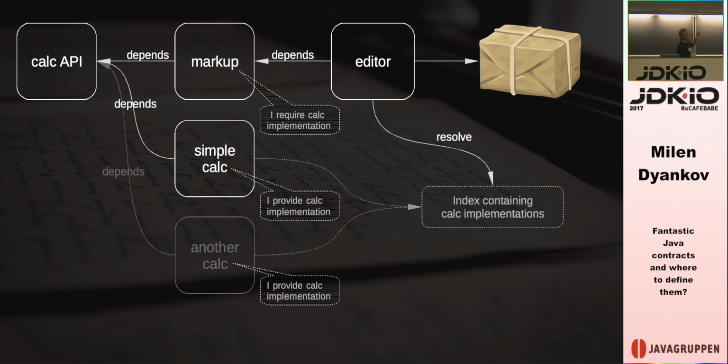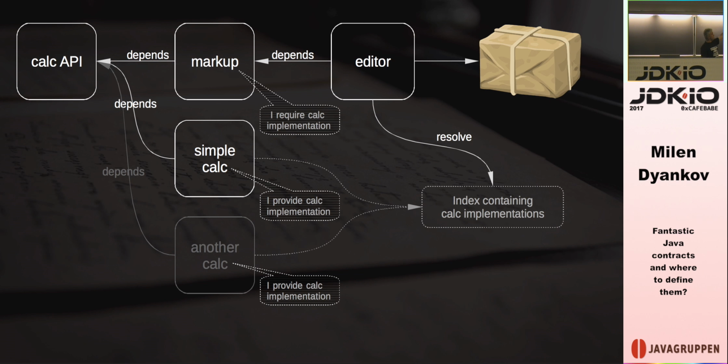So this is how we're going to change things now. We're going to say somewhere that the markup actually requires an implementation of a calculator. And we also change our simple calculator to say somewhere that it provides an implementation of that calculator. If we add more calculators later on, which we will, we can also provide information that they are also implementing the calculator API.